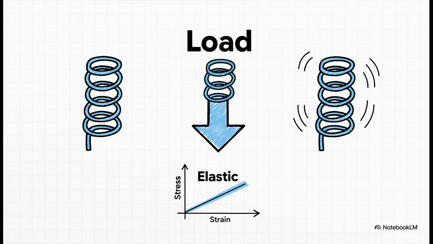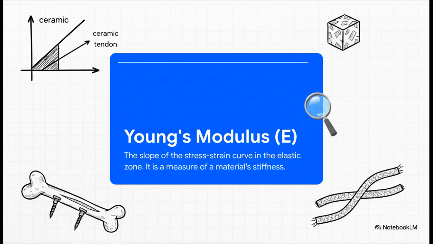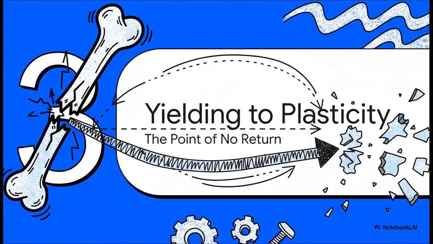No harm done. Now, that E from Hooke's law, that's called Young's modulus, and it is a massively important property. It's simply the slope or the steepness of that initial straight line. And what it represents is a material's stiffness. So something with a really steep slope, like a ceramic, has a high Young's modulus. It's super stiff and it really resists being deformed. On the other hand, something with a shallow slope, like a tendon, is much more flexible and has a low Young's modulus. But what happens if we keep pulling?